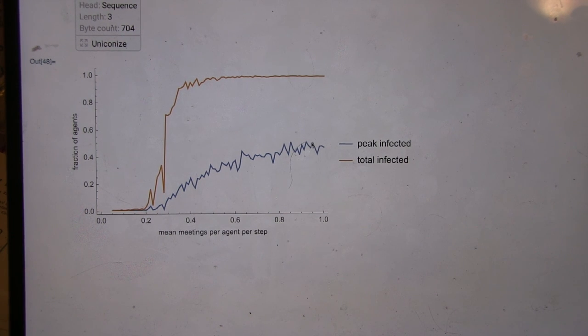So, okay, let's look at the Delaunay triangulation next. Okay.